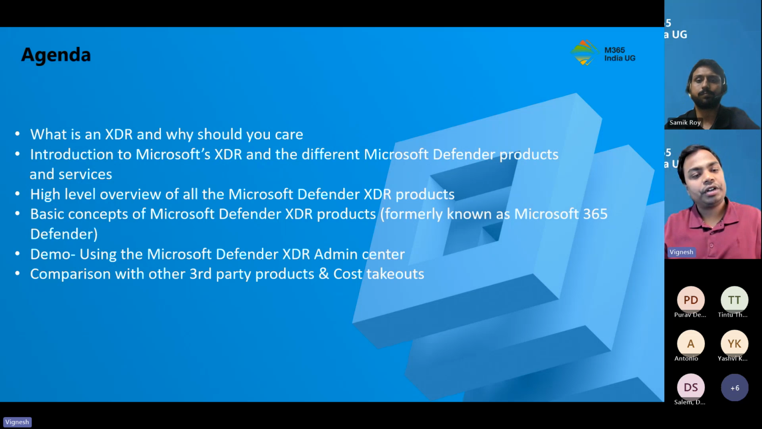And finally, we'll also be doing a comparison with other third-party XDR products. In your organization, for whatever reason, if you're running these XDR products, we'll be comparing them with Microsoft XDR. We just want to give a bake-off there, and also some cost takeouts, meaning if at all you're spending money there, what are some costs that you could save and just make sure that you're completely leveraging only Microsoft solutions. By all means, we are not here to sell Microsoft products, it's just sharing some best practices and some industry trends.